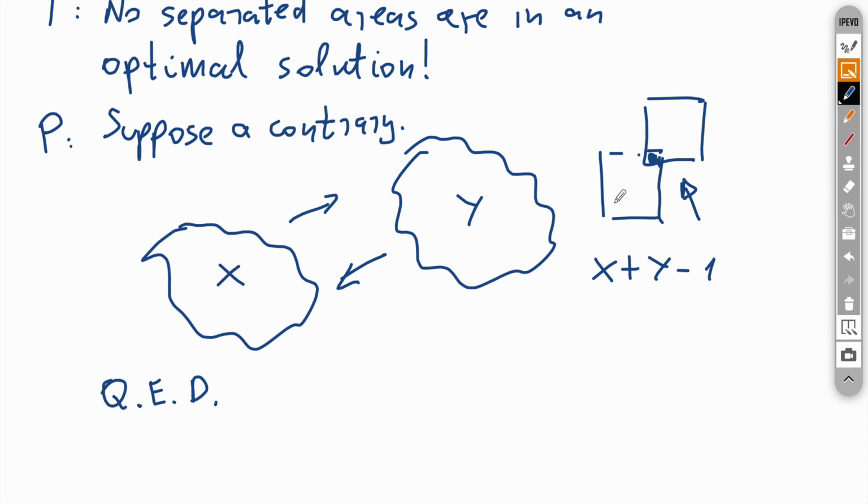Suppose, to the contrary, that we do have in an optimal solution 2 separated areas, one having x number of pins and the other one having y number of pins. But now, by just moving these 2 areas closer and closer to each other until they collide, even if it happens in this corner like here, we can reduce the number of pins.